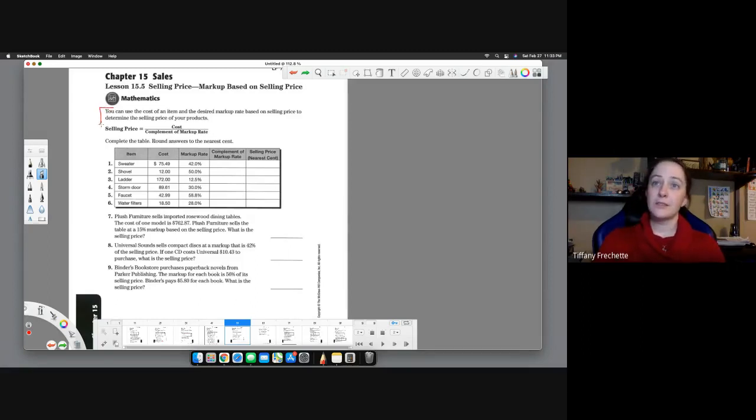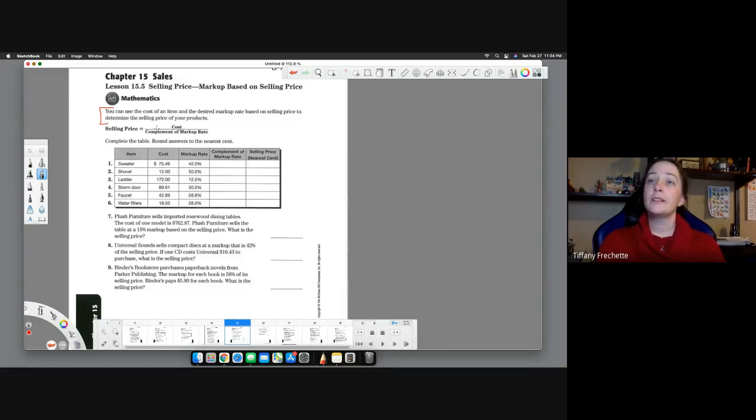All right, so let's go ahead and read the summary here. You can use the cost of an item and the desired markup rate based on selling price to determine the selling price of your products. Selling price equals the cost divided by the complement of the markup rate. If you remember back from Chapter 14, complement was one of our key terminology that we needed to make sure we understood in that chapter for sure. And now it's coming back in this chapter.